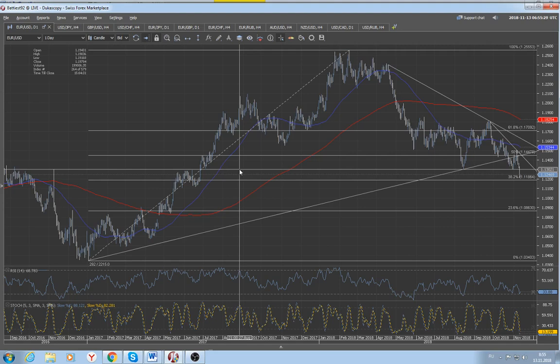But we should understand that in case of real progress between Rome and Brussels regarding the future budget deficit of Italy, of course the euro currency could receive some boost, could receive some support. That's a logical fundamental point of view.